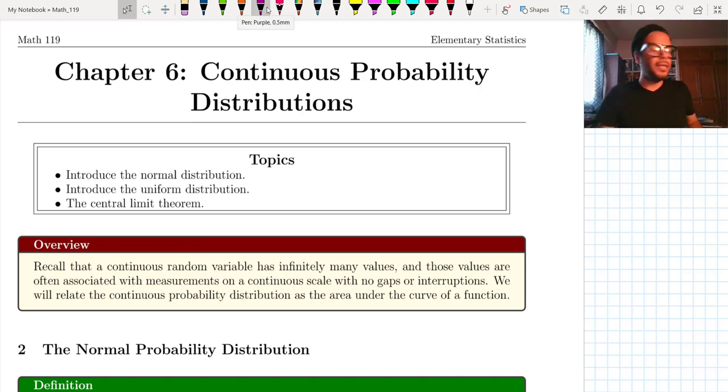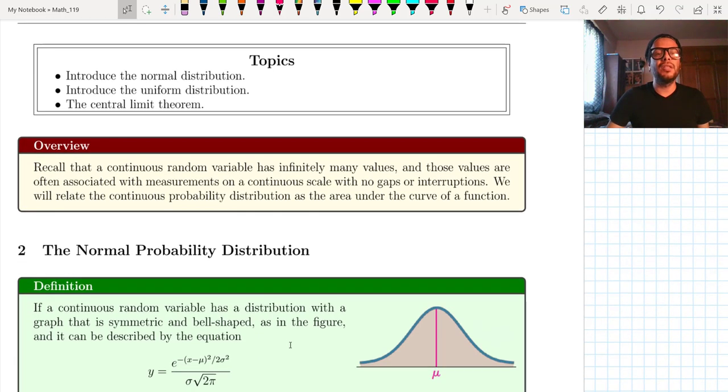Alright guys, so today we begin a new chapter in this video. So we move on through the chapters now, doing the continuous probability distribution. As opposed to the previous chapter in which we covered the discrete probability distributions, in this case we cover the cases in which we are dealing with continuous random variables. And let's recall the definition of a continuous random variable in which it takes infinitely many values.